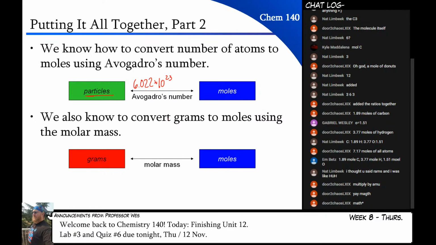And we also know that if I wanted to figure out the mass of something from its moles, I go to the periodic table, or P table online, or whatever it is. And I take that number and I multiply or divide depending on which direction I'm going and how the units work out.